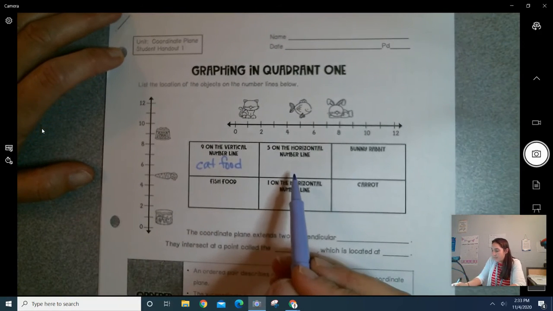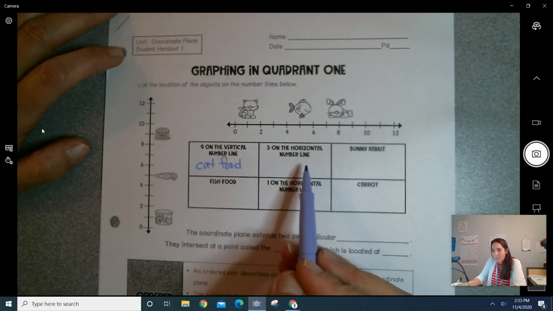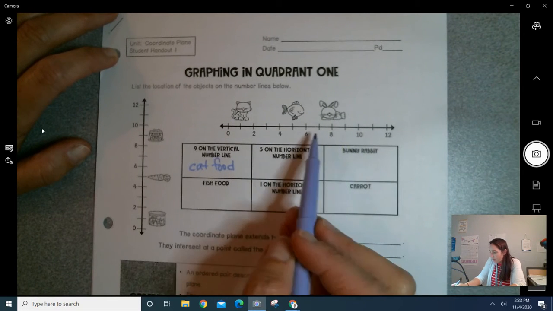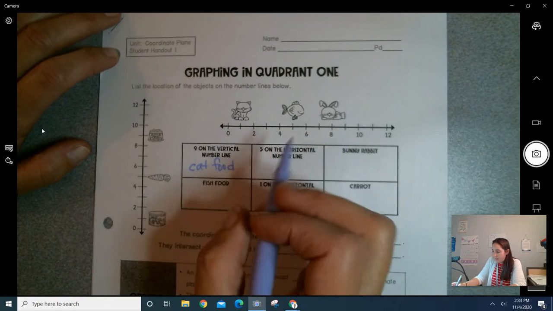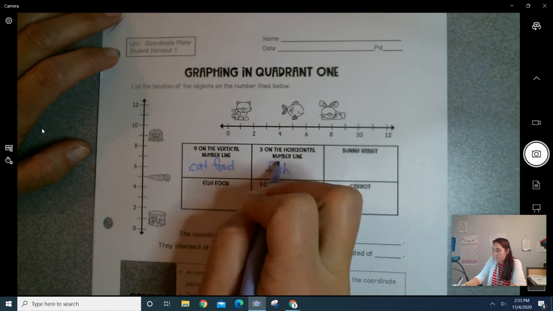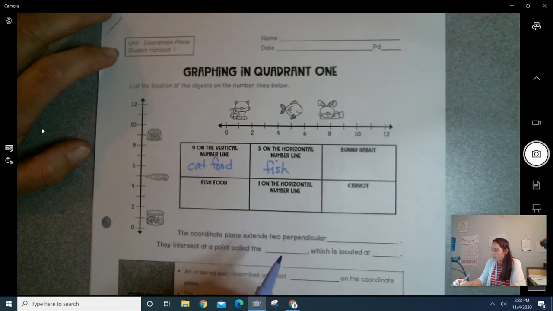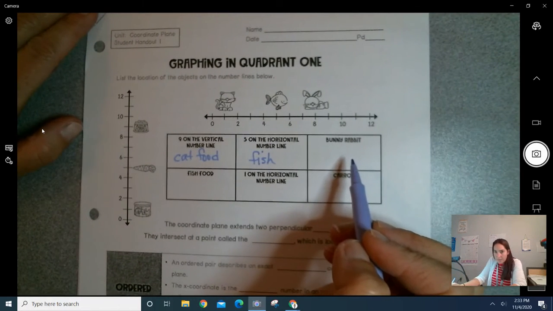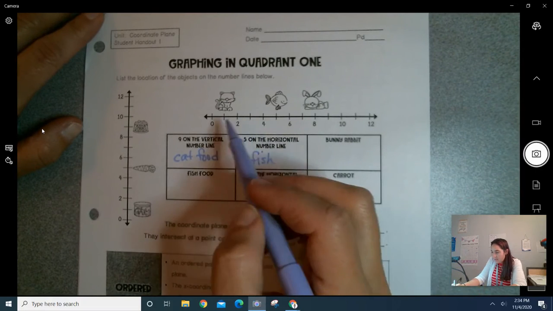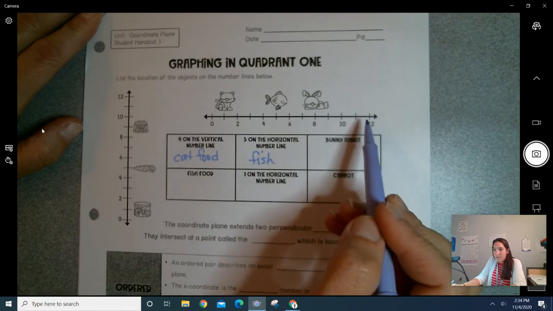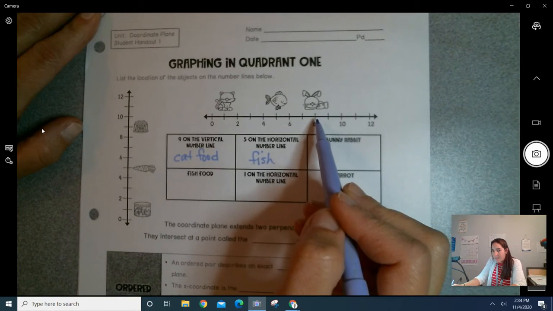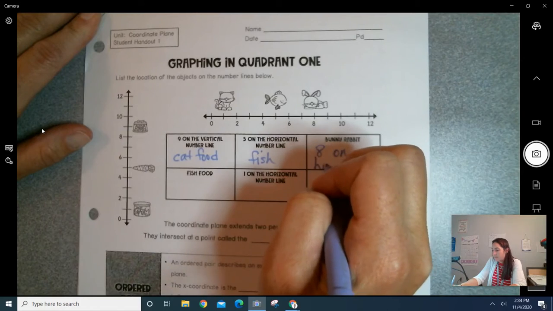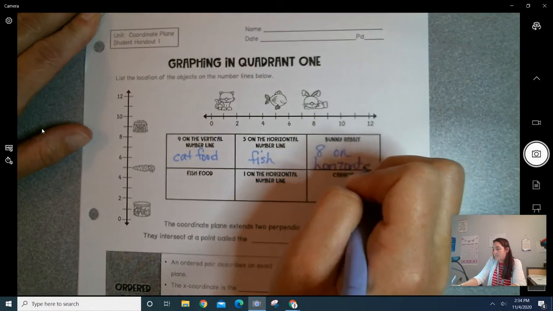The next one says 5 on the horizontal number line. The horizontal number line is at the top. And at 5 on the horizontal number line, we see a fish. Next, we need to tell where we find the bunny rabbit. You can see at the top on the horizontal number line, we have a bunny rabbit at 8. So we would put 8 on horizontal for that one.